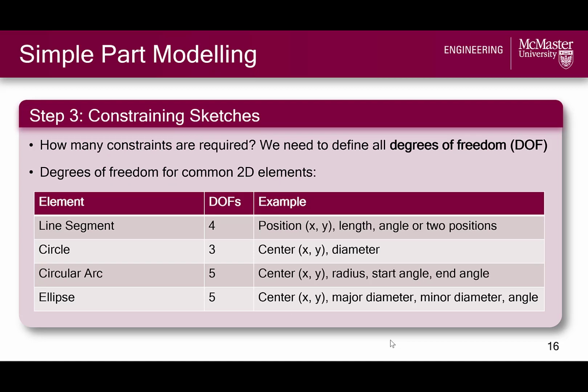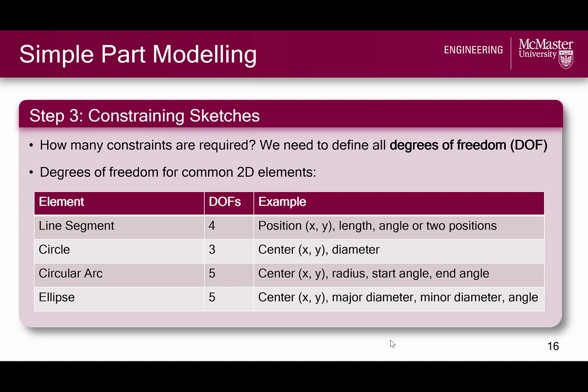So how do we know how many constraints are required for a 2D sketch? Well, this is related to the degrees of freedom, as I mentioned before, which is the number of independent parameters that define the sketch's configuration. For example, a line segment has 4 degrees of freedom, which could be an XY position and its length and angle, or equivalently, its 2 XY endpoints. A circle has 3 degrees of freedom, its center point and its diameter, and both circular arcs and ellipses have 5.